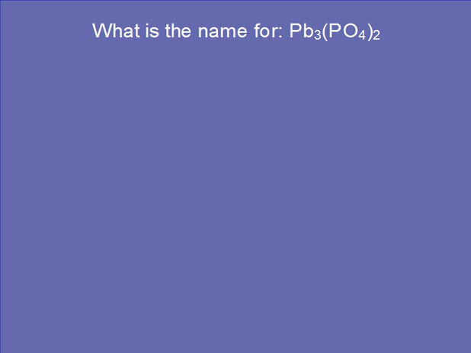So what is the name for Pb3(PO4)2? Well, you could probably start right off by seeing that this is lead. You've got Pb, which is basically lead. And you have to recognize you also have a polyatomic ion. If you don't know that this is specifically called phosphate, then you're going to mess up the name. So this is lead, and PO4, or phosphate, and there's two phosphates.